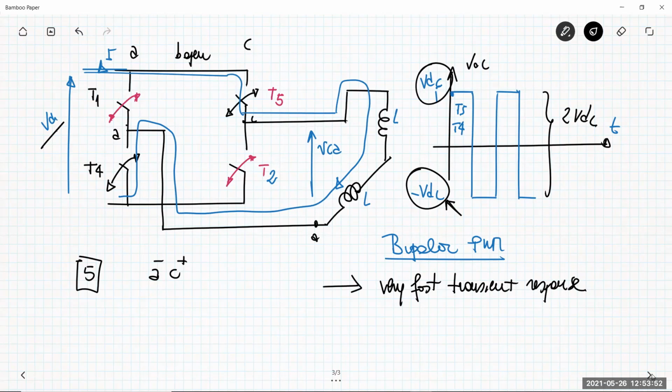What are the drawbacks? The drawback is something that we already know. When you have a bipolar commutation like this one, then you have a very large current ripple.